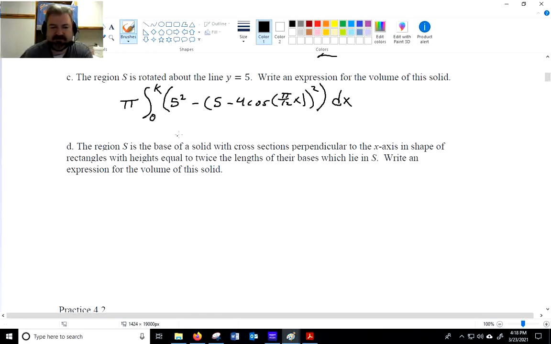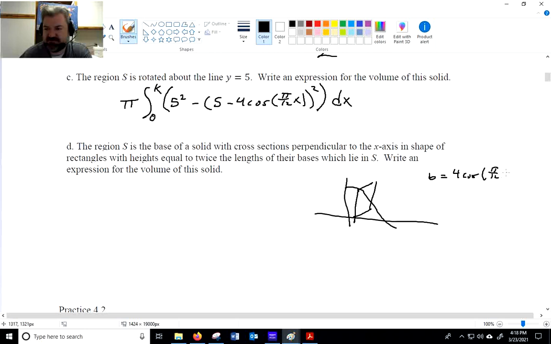dx. The region S is the base of a solid with cross sections perpendicular to the x-axis in the shape of rectangles with heights equal to twice the length of their bases that lie in S. So our curve looks something like this. We're going to be using cross sections perpendicular to the x-axis that are rectangles. So these are rectangles coming out of the paper. The base of that rectangle is what lies in S. So the base of the rectangle is simply 4 cosine pi over 12x. But the height is going to be equal to twice the base.